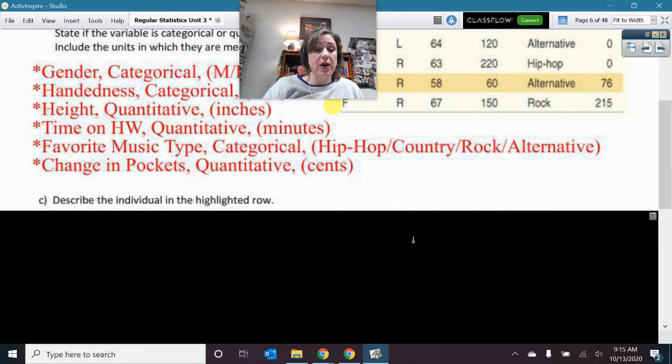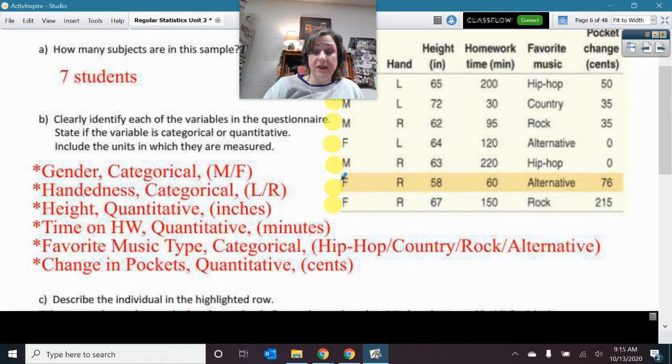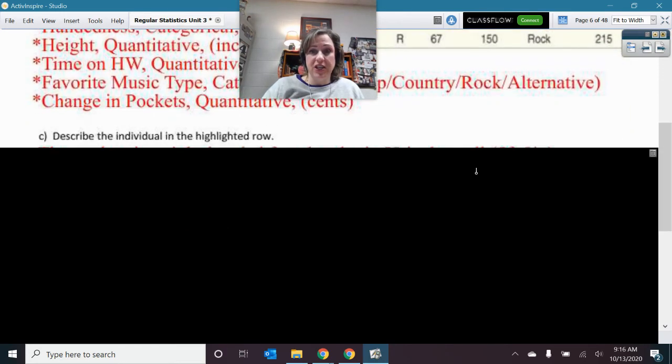All right, describe the individual in the highlighted row. Well, I can see it's a female who is right-handed, who is 58 inches tall, which is 5'8". Is that right? I think that might be, nope, I don't think 58 inches tall is 5'8". And then the homework is 60. She spent 60 minutes on her homework. She likes alternative rock music, and she had 76 cents of change.